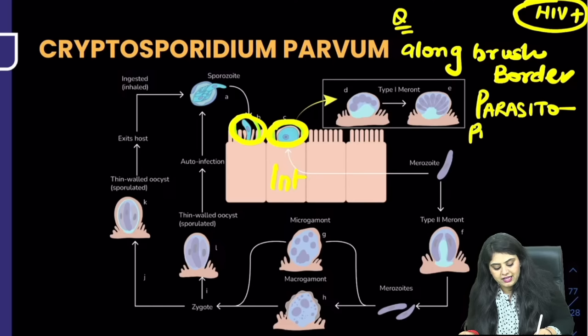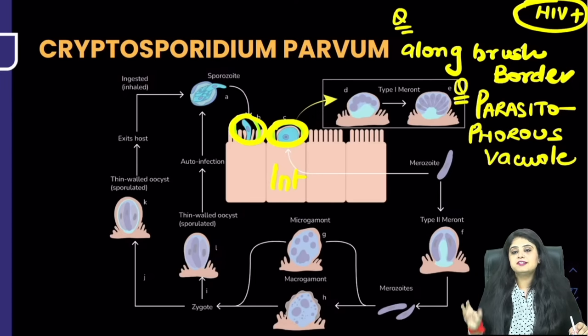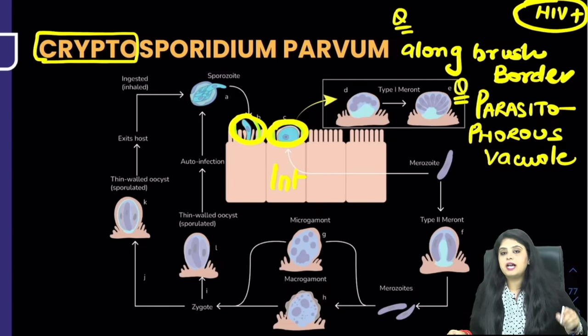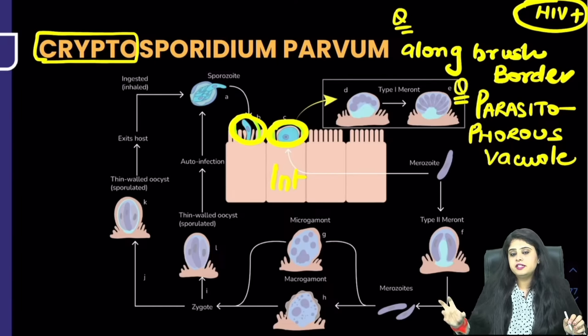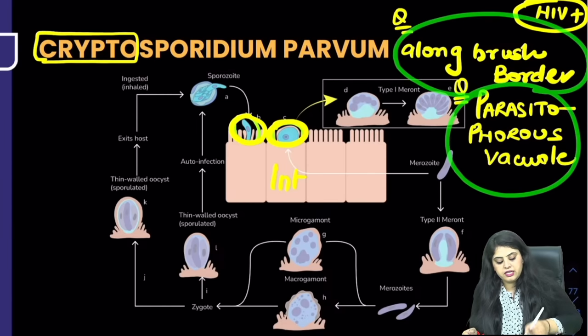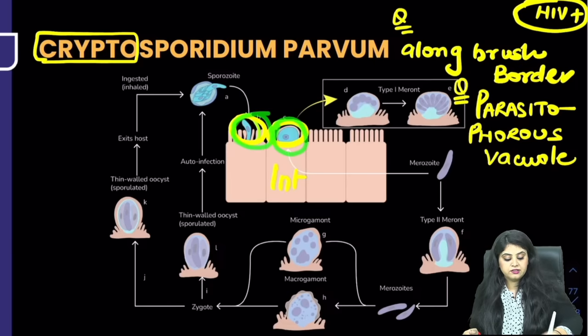This is known as a parasitophorous vacuole. Previous year question said, which organism hides inside a tunnel called a parasitophorous vacuole? The "crypto" word only tells me it's going to hide. Cryptic, cryptocurrency, it's going to hide somewhere. So where is it hiding? It is hiding in the brush border, in a vacuole over here, and that's about it. That is the only hint in this question that you have.